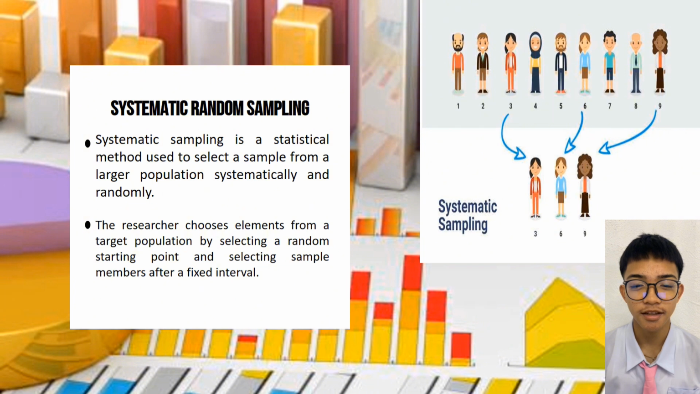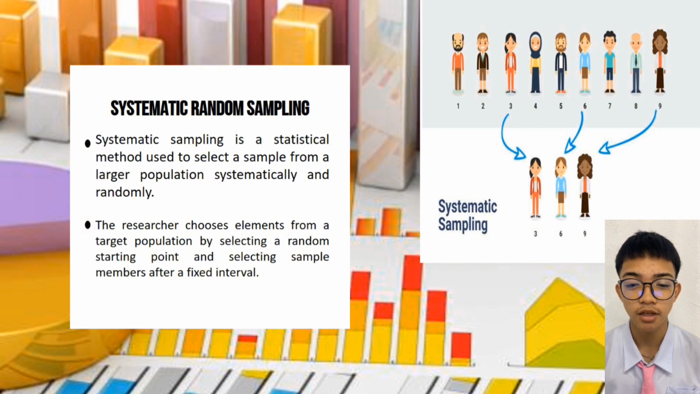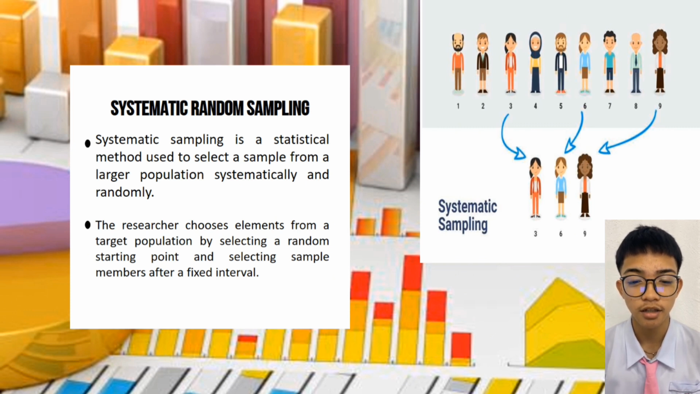Systematic sampling is a statistical method used to select a sample from a larger population systematically and randomly. It is a widespread technique for researchers and analysts who want to gather data from a large population without surveying every individual. Systematic sampling is a probability sampling method where the researcher chooses elements from a target population by selecting a random starting point and selecting sample members after a fixed sample interval.